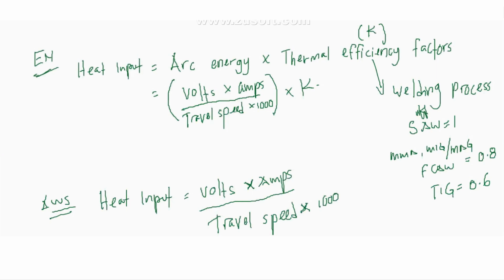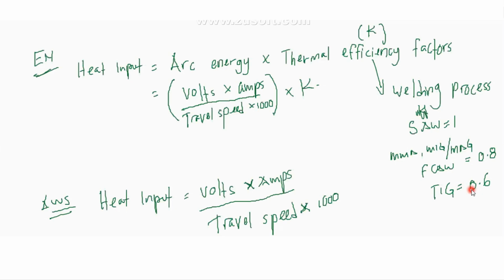So the difference between these two, American and European, is the K factor, the thermal efficiency factor. European uses K, American didn't use K. So in American, heat input is volt times amps divided by travel speed. That's it. No K factor. European, yes, they have K factor for the heat input, which is from welding process. Clear about this?